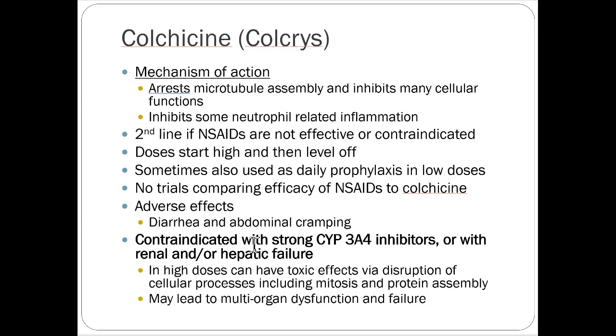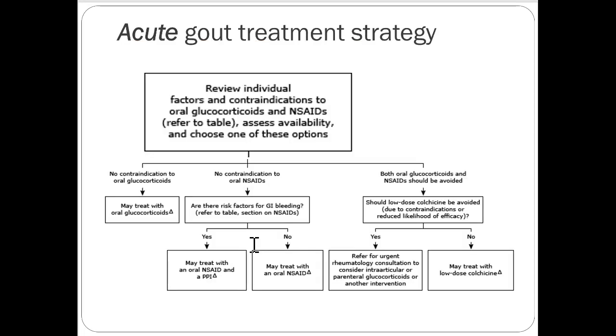But we don't really know if it's better or worse than anything, because there are no trials comparing it head-to-head to NSAIDs, which is, again, interesting why no one's ever done that. I guess there's no money in researching that, and who really cares? But it is a third option, and you could consider using it if you wanted to. I'm not saying not to use it. I just think I would pick an NSAID or a corticosteroid over it personally. But you'll run into people who have different opinions on that. So I'll leave it at that. A basic gout strategy: review individual factors, contraindications to glucocorticoids or NSAIDs, and assess your available options.